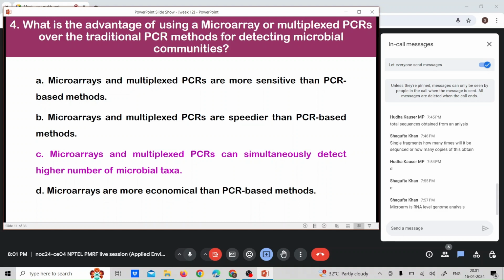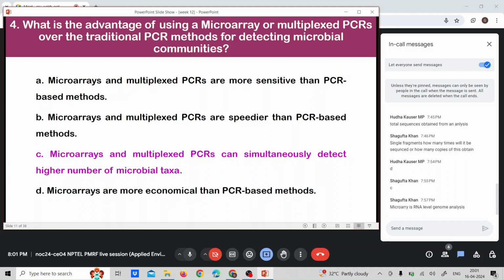So regarding the economy, there's not going to be much of a difference because you are again going to use the same instrumentation, the same chemistry, or the chemicals and facilities that are required. So that's not going to be much of a difference. If it is going to be speedier, yes, it's kind of speedier because here you do simultaneous analysis, but in the other case you have to run one individual PCR for one individual sample, so it's going to be time taking or easier in that sense.